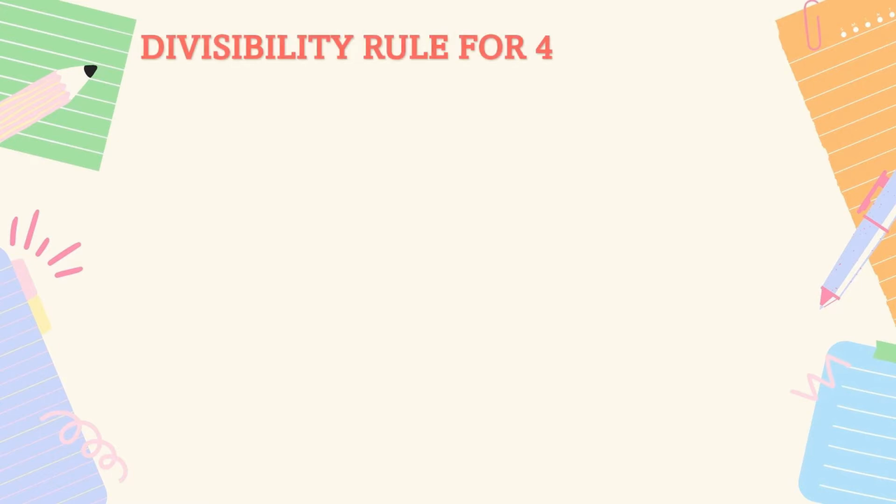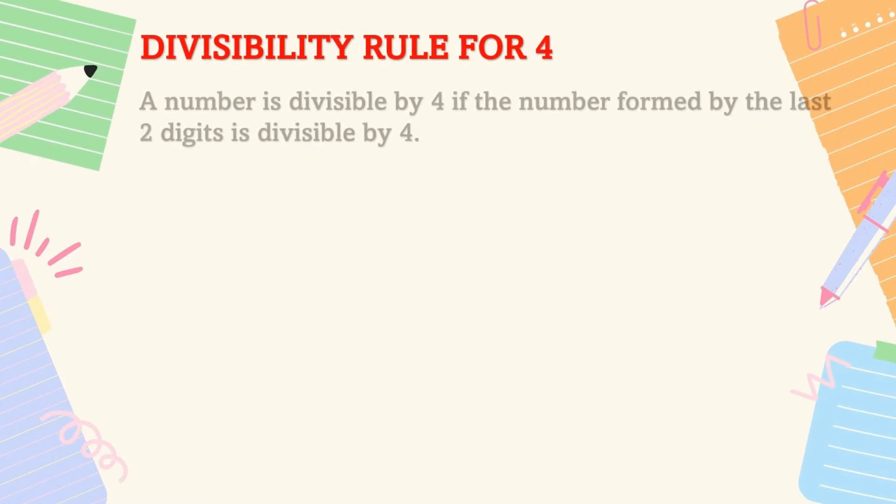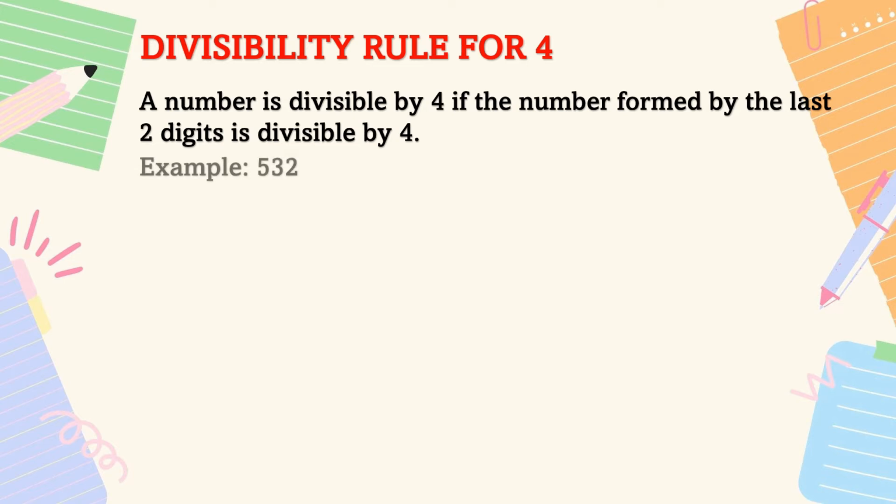Our next rule is the divisibility rule for 4. A number is divisible by 4 if the number formed by the last two digits is divisible by 4. For example, 532. The last two digits of the number are 32, and it is divisible by 4 because 32 divided by 4 is equal to 8. Therefore, 532 is divisible by 4.